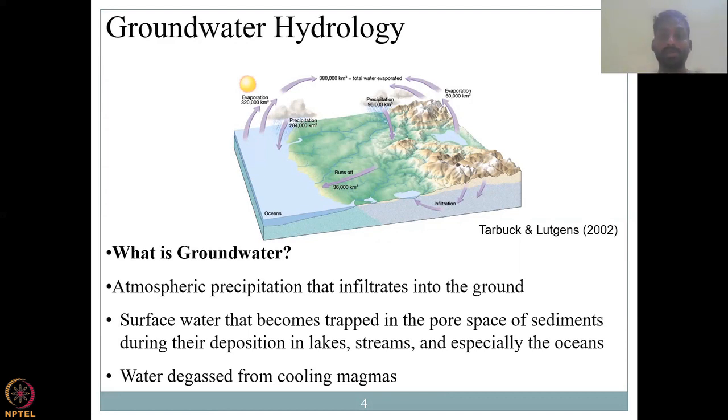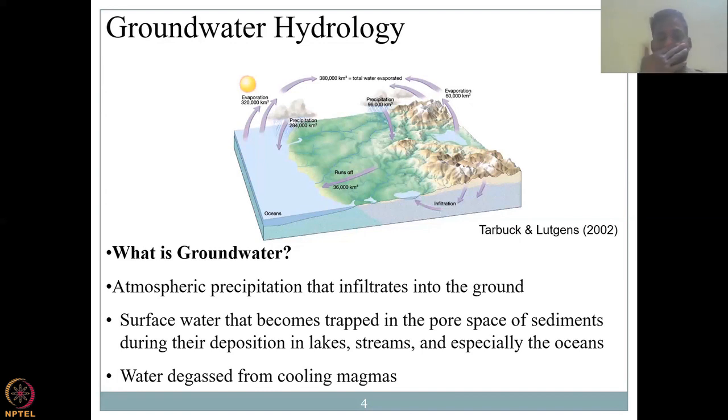And when they get deposited on the surface, sometimes water gets locked, right? Because there's some moisture and then you pile up sediments, a big deposition, and you pile it up. Water is trapped underneath, and that can also be constituted as groundwater.